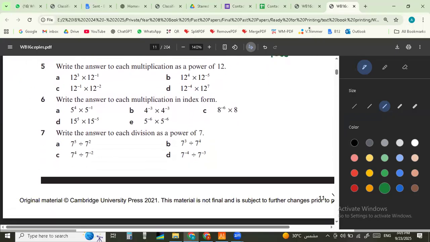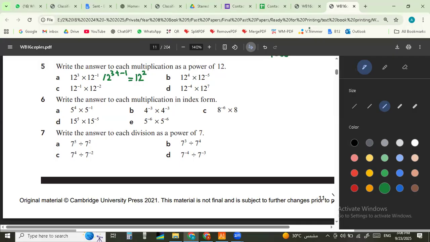Write the answer to each multiplication as a power of 12. So here 12 to the power of 3 multiplied by 12 to the power of negative 1. Okay, mister, if the bases are the same, I'm going to add the powers. So it is 12 to the power of 3 plus negative 1, which means minus 1. They have different signs, so we're going to subtract. The 3 plus negative 1 is 2. You've got 12 to the power of 2.